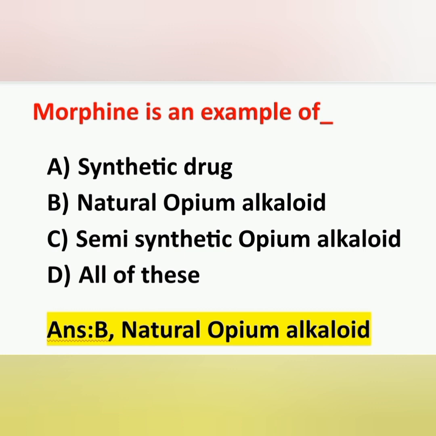Okay, and this category of morphine comes under natural opium alkaloids. This question was asked in AIIMS exam 2011, so it's an important question. Some examples of natural opium alkaloids include morphine, codeine, and noscapine.